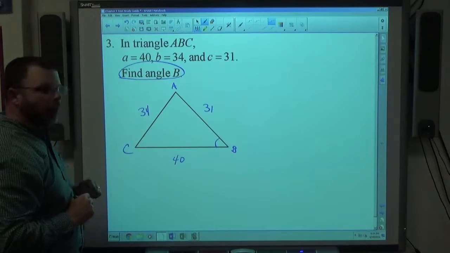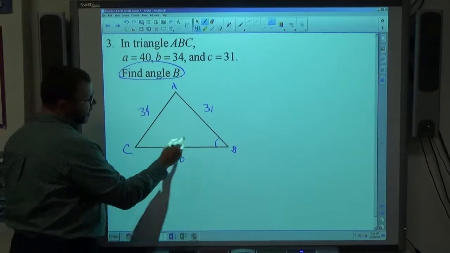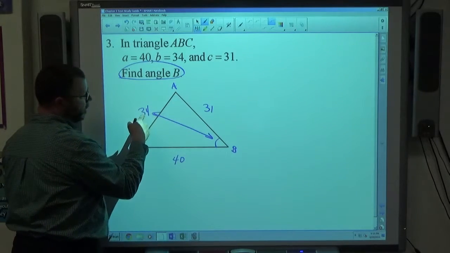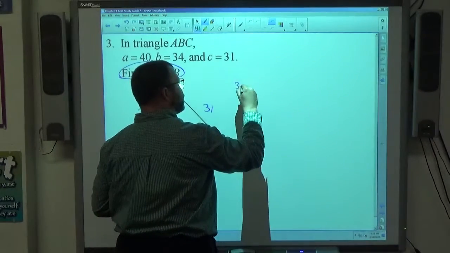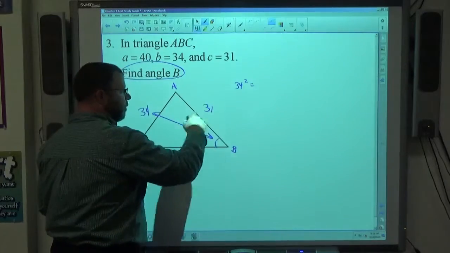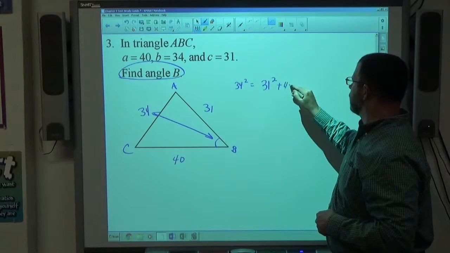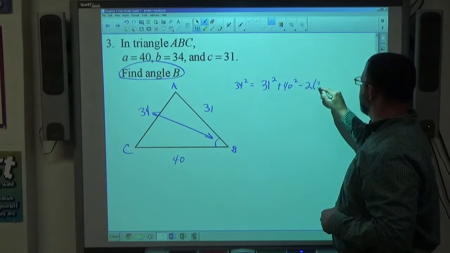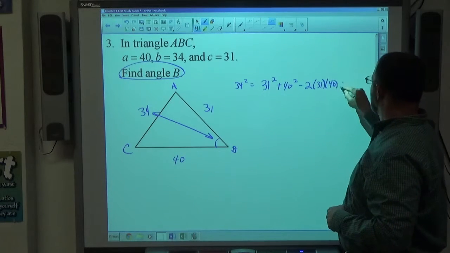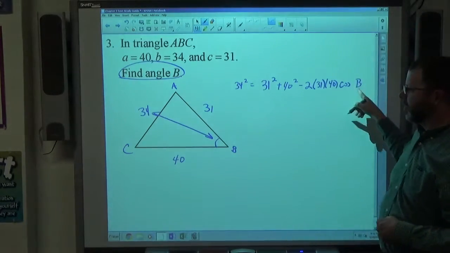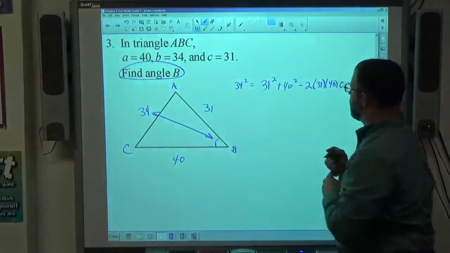This is a law of cosines again. And since I'm trying to find angle B, I want to use 34 on the side by itself, so 34 squared goes over here, and 31 and 40 go on the other side. So 34 squared equals 31 squared plus 40 squared minus 2 times 31 times 40 cosine of B. Again, as long as this side goes with this angle, we have it set up properly.